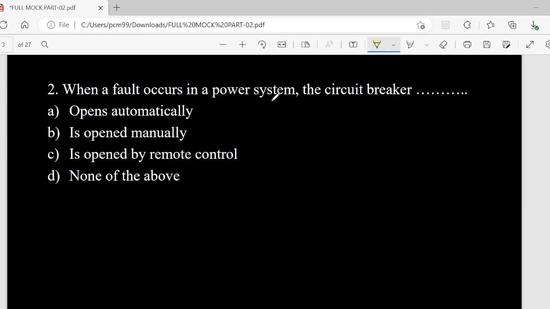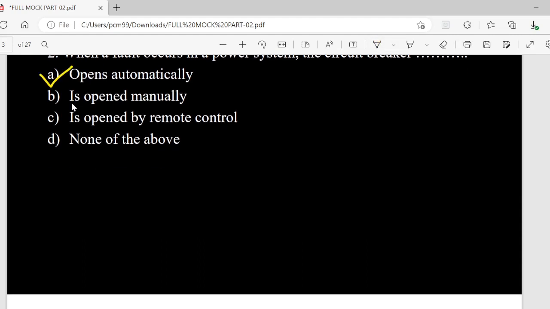When a fault occurs in a power system, the circuit breaker option A, opens automatically; option B, is opened manually; option C, is opened by remote control; and option D, none of the above. When a fault occurs in a power system, the circuit breaker will operate or open automatically. The correct answer is option A, opens automatically. Next.